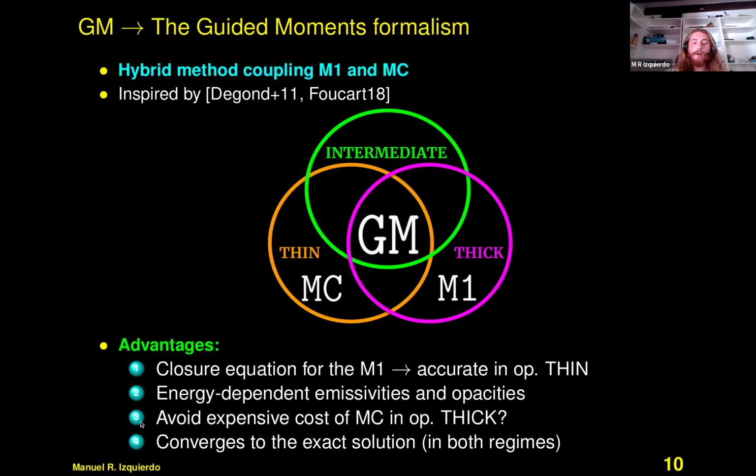Also, the main problem of the Monte Carlo, the part that is most expensive by far, is these thick cells. So I'm testing some ways of trying to avoid this cost, for example, not evolving these thick cells with Monte Carlo, because we are not even going to care about the solution of Monte Carlo there, or running them with very few packets. And at the end, we end up having a method that converges to the exact solution in both regimes. I'm sorry I didn't mention it at the beginning, but if anybody has any question, please feel free to stop me at any moment and I will be happy to answer.